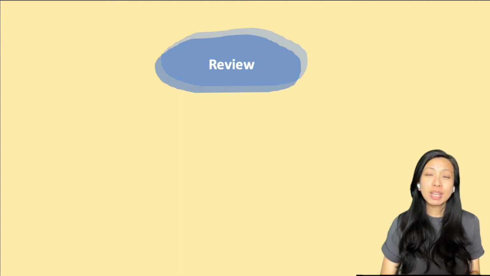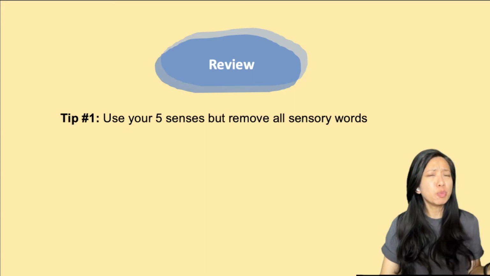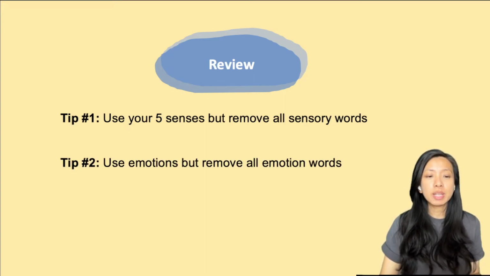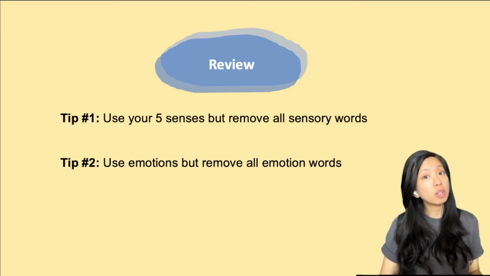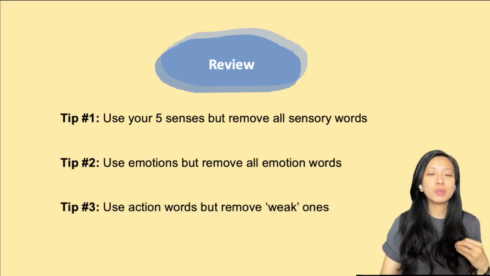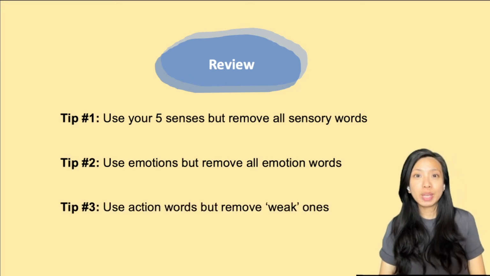So let's review the three tips that we've gone through today. The first one is to use your five senses, but remove all sensory words. The second one is to use emotions, but remove all emotion words. And the third one is to use action words, but remove the weak ones.